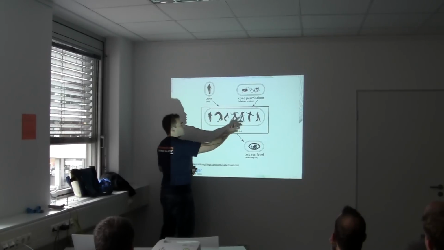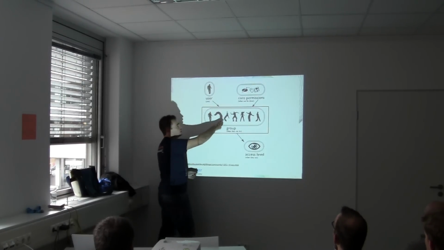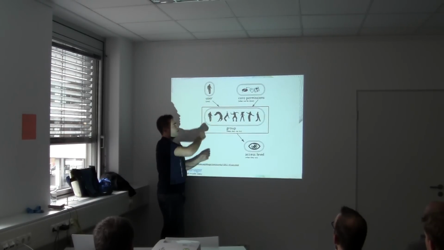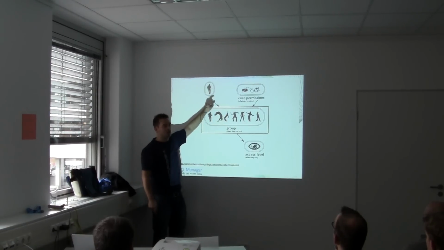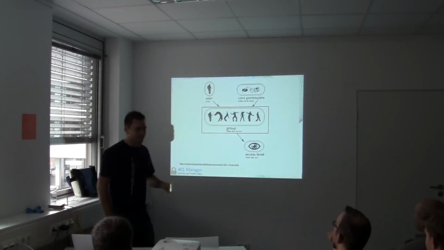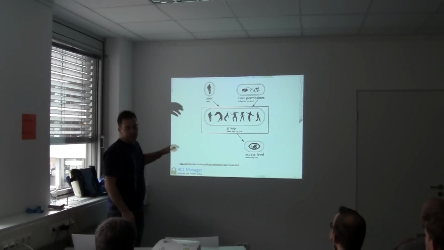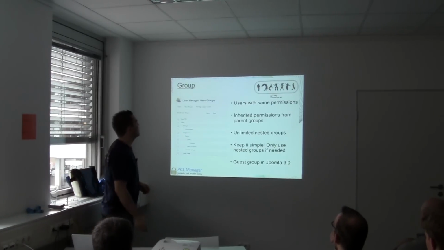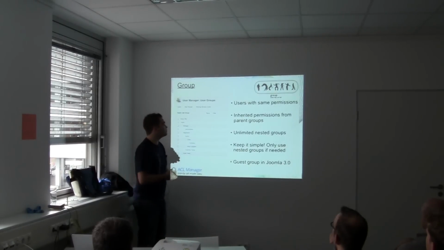So in the center of this whole system, there's the group. You assign users to a group, but you also assign the core permissions to a group. And it also means that you cannot directly assign permissions to a user. So you always have to create a group where you assign users and permissions. So the group is central to the ACL system.